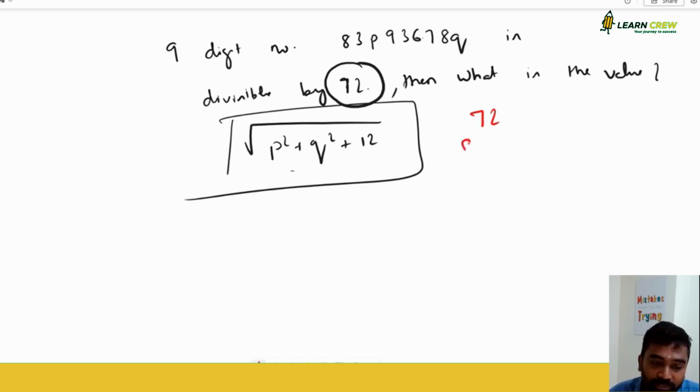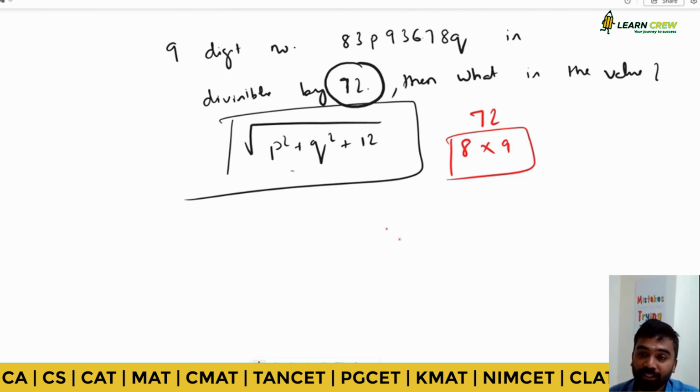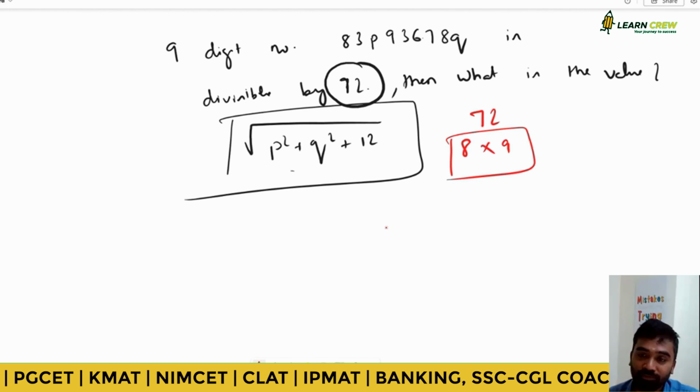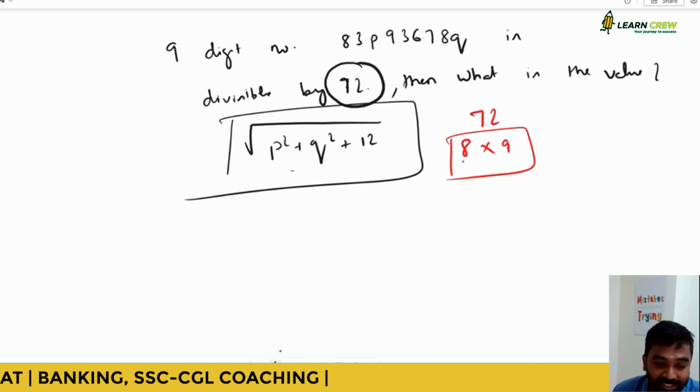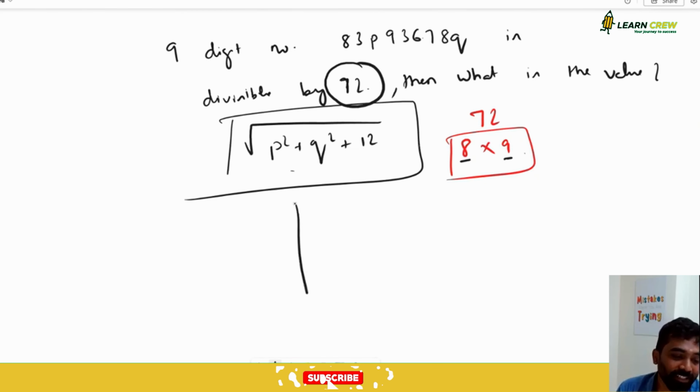So obviously the only option left is 8 into 9. 8 and 9, there are no common factors apart from 0, 1 and itself. So we should be choosing this. 4 into 18 has common factors, 2. Between these two numbers, 8 and 9, are they having any common factors? No, they are not having any common factors. Right?